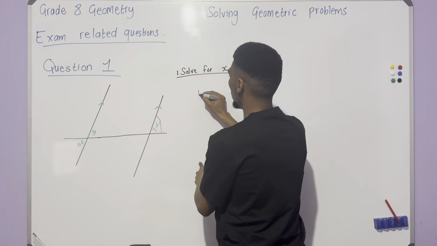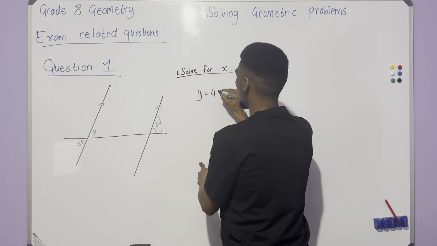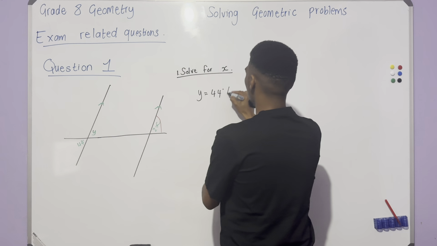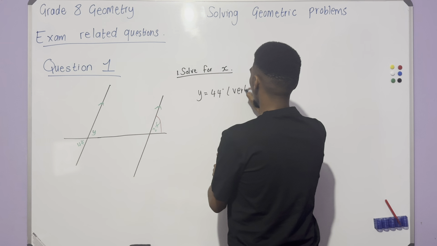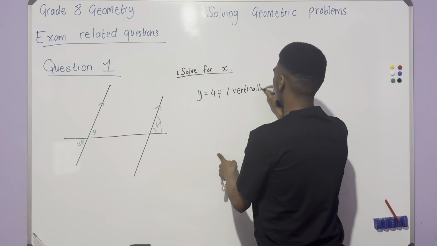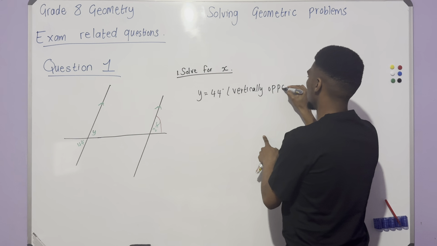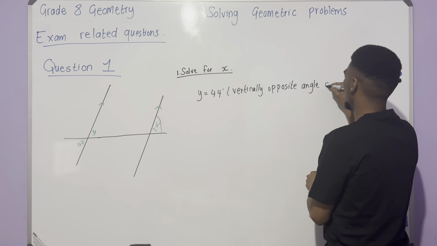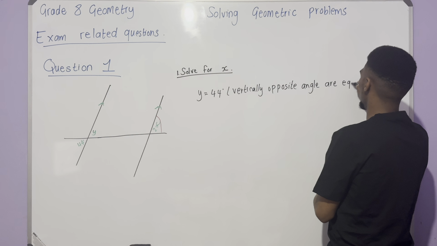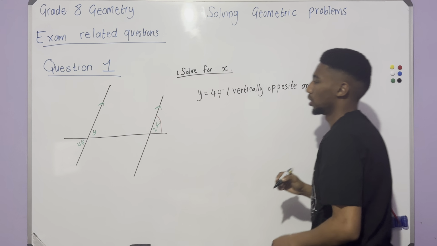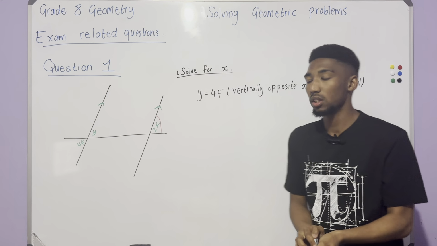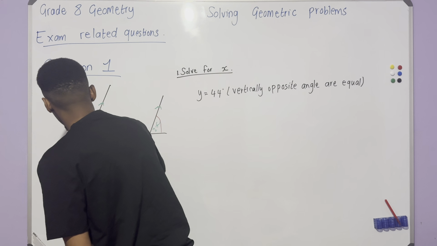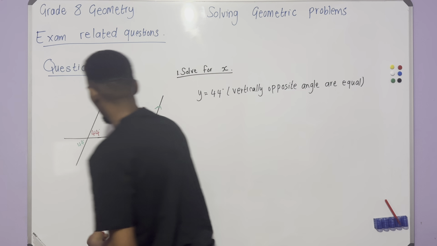Over there, we have y equals 44 degrees. Okay, and your reasoning there can be vertically opposite angles are equal. Okay, and then once you are done, you can go ahead and replace this y with 44 degrees.